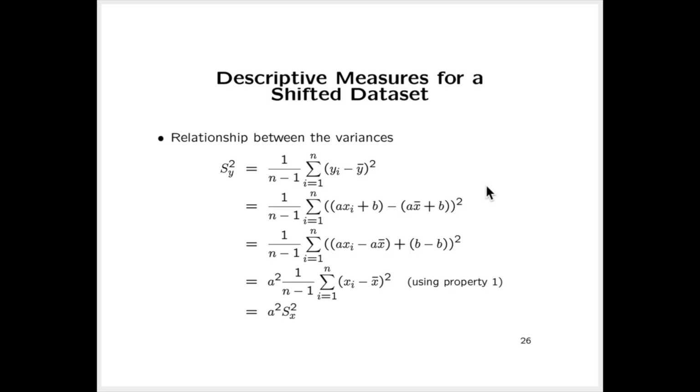To derive the relationship between the variances, I'm going to write out first the definition of the variance of the y's. And then I will replace each y sub i by what it's equal to in terms of the x's, so a times x sub i plus b. I'll subtract off y bar. Now, in the previous result, we showed that y bar is equal to a times x bar plus b. So I'm using the result that we just obtained.